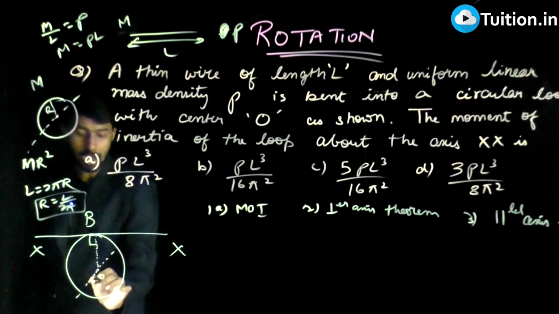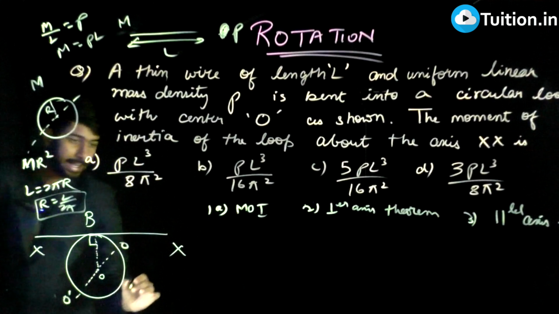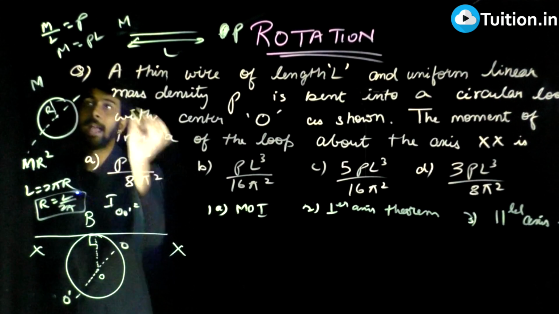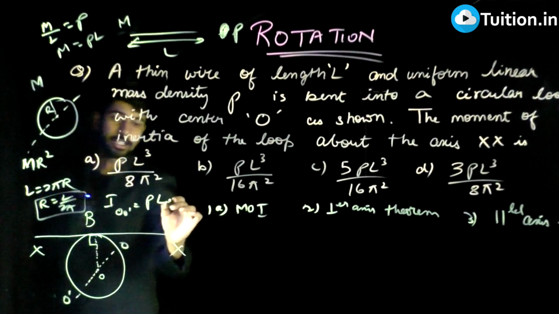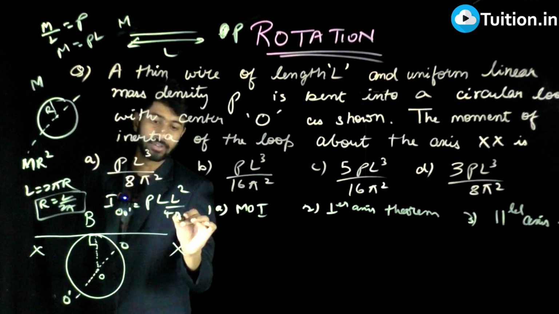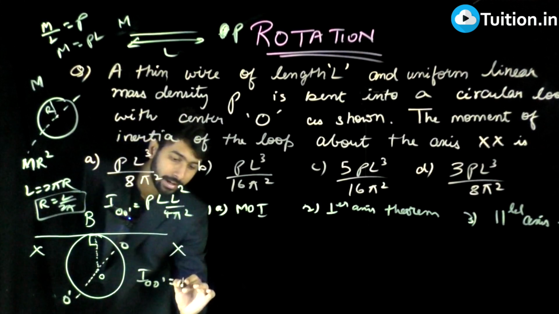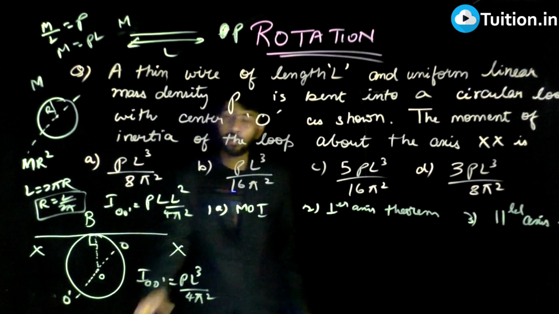So the moment of inertia about this axis, let it be OO dash, is m r square, where m is rho into L, and r square is L square by 4 pi square. So I OO dash equals rho L cube by 4 pi square.